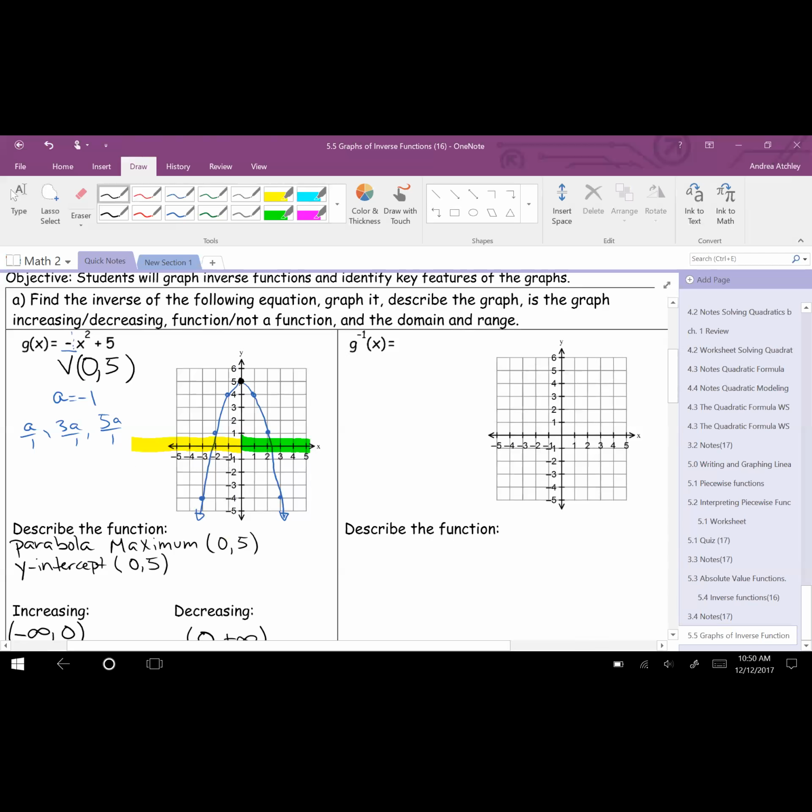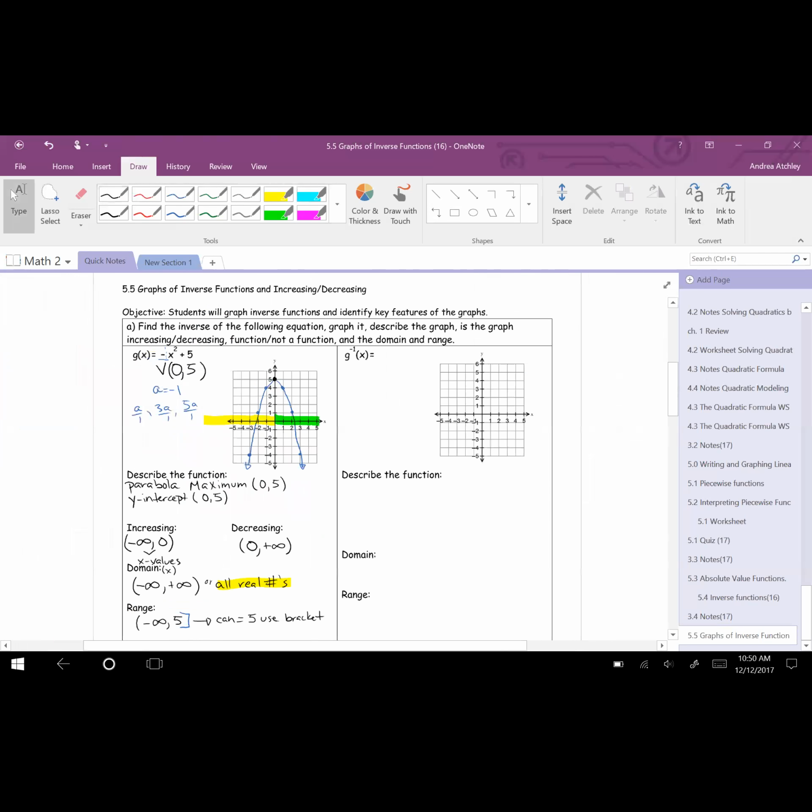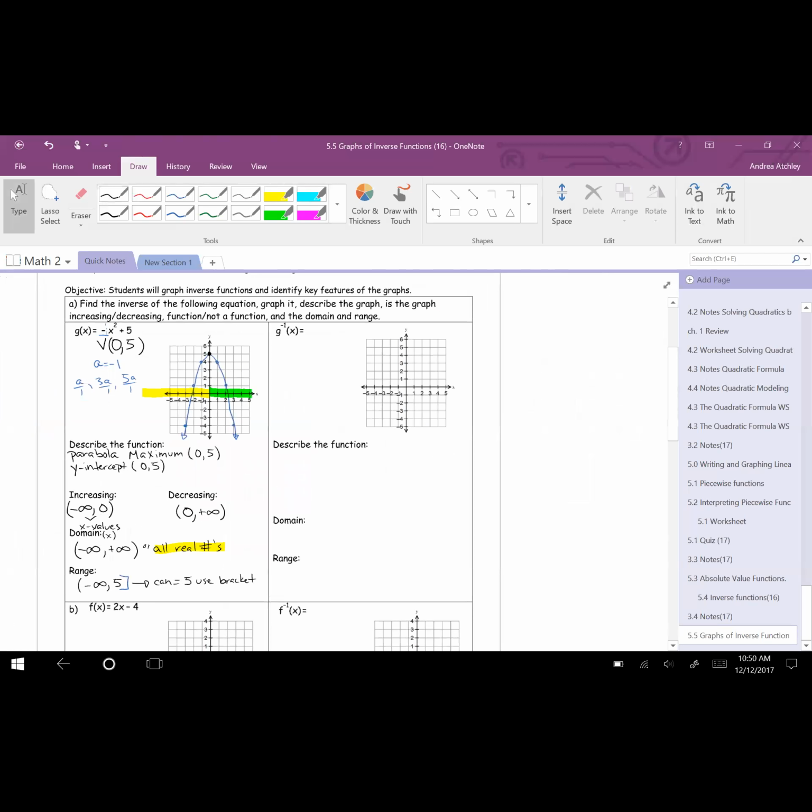At 0, I'm not increasing or decreasing anymore. So that will never equal that to increase or equal that to decrease. At that point, I'm changing directions. Okay. Any questions over that? Okay. So that's all my information for g of x.